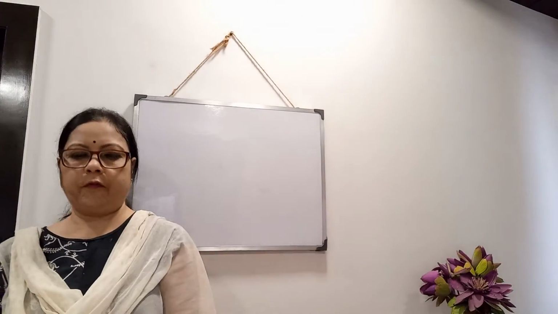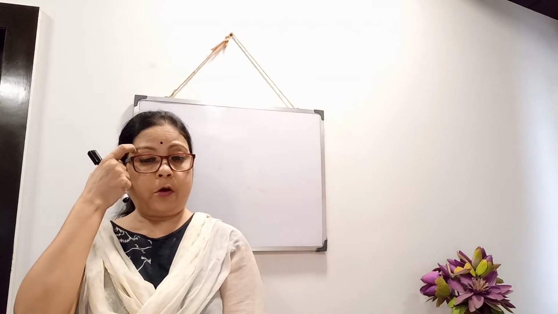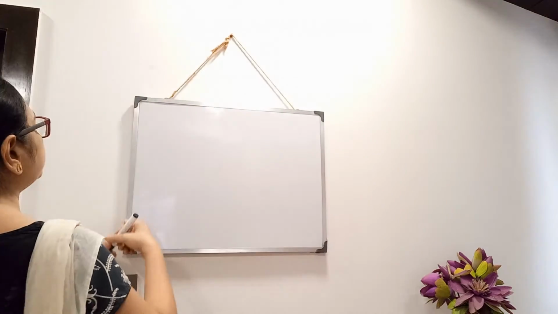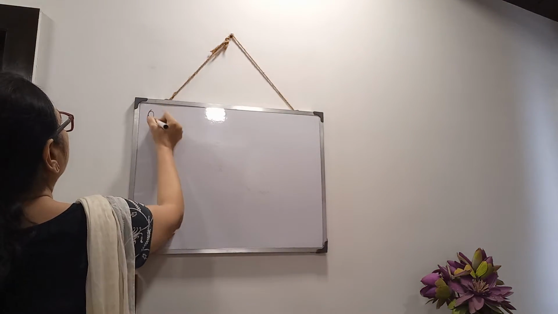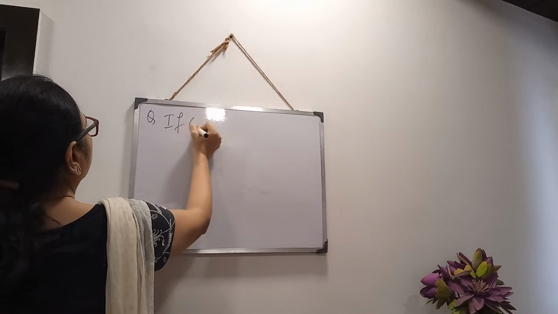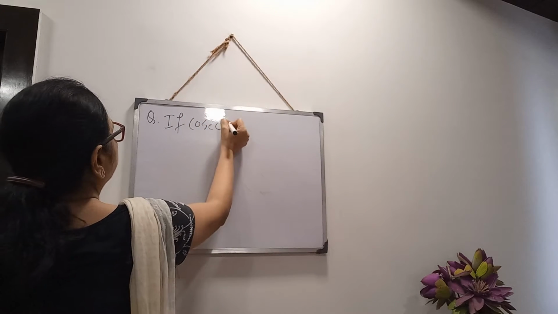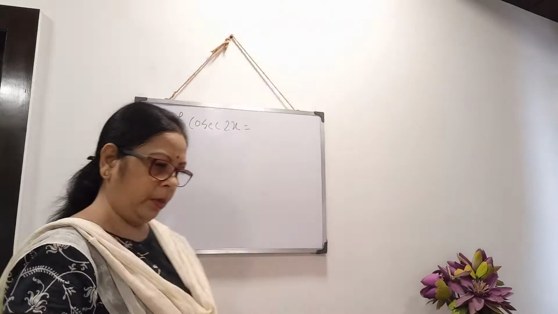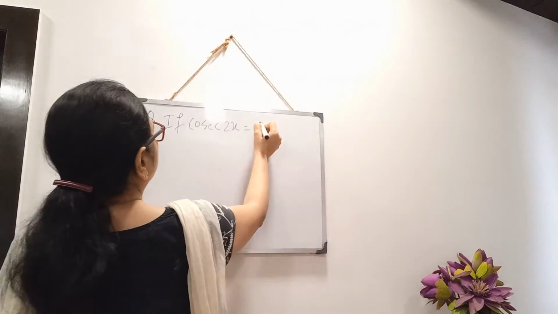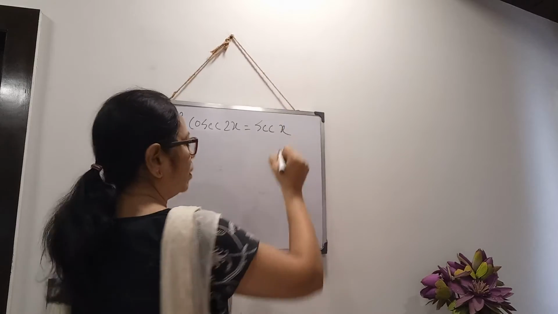Hello students, now from the reference book I will do some problems. Here one sum is given: if cosec 2x equals sec x, and it is told that x and 2x are positive acute angles, then find the value of x.